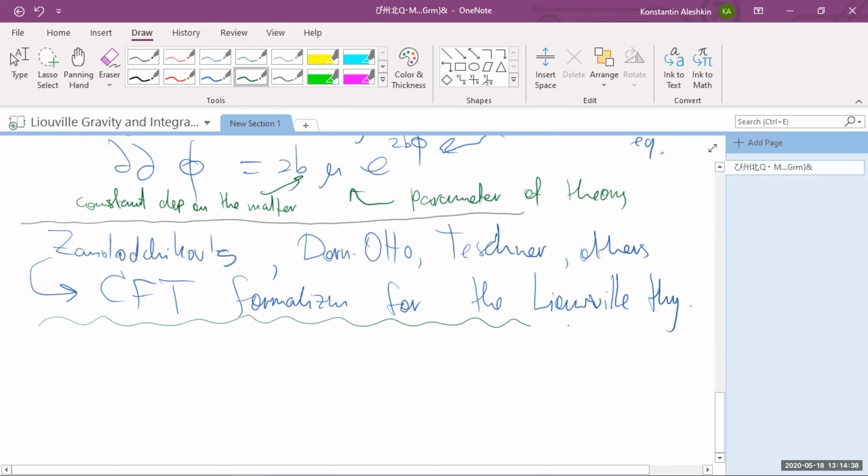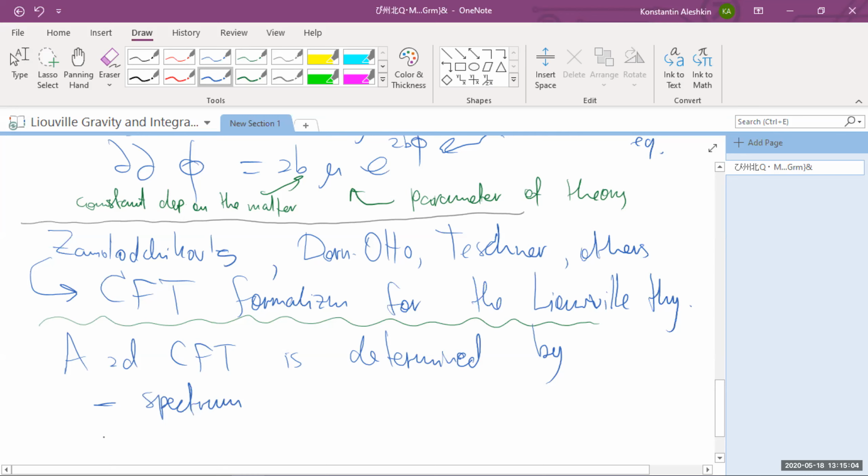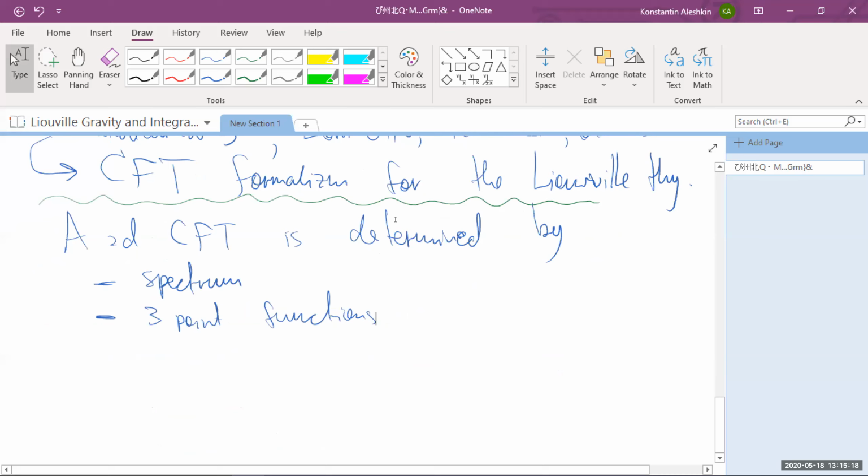there are a few mathematical approaches to realize this CFT. But what I guess most of people here, if not all people here, know is that a 2D CFT is completely determined by two pieces of data, by its spectrum and 3-point functions. The spectrum is the same as the state space. And then the formalism of conformal bootstrap or operator product expansions can reconstruct the whole theory using these two pieces of data. So if I want to define a Liouville CFT as a CFT, then we need to understand its spectrum and 3-point functions.